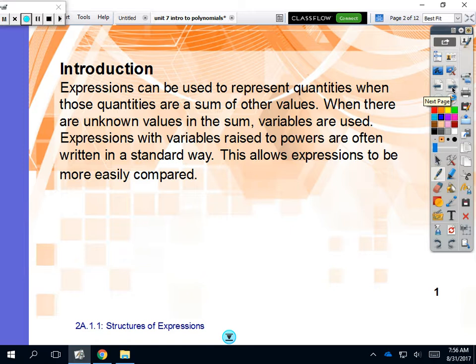Today's lesson is going to be talking about expressions. They can be used to represent quantities when the quantities are a sum of other values. When there are unknown values in the sum, we use variables. So variables are unknown quantities, right? You've been learning that since middle school or before. Expressions with variables raised to powers are often written in a standard way. This allows expressions to be more easily compared.